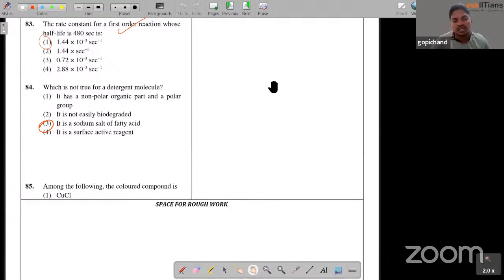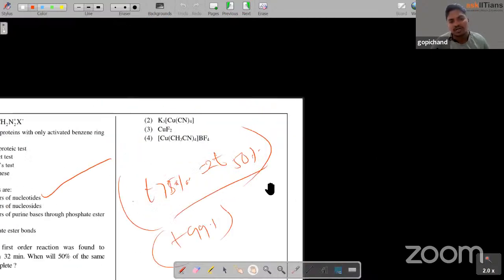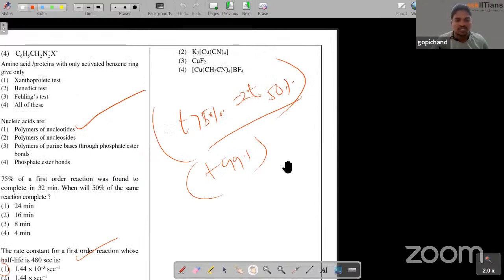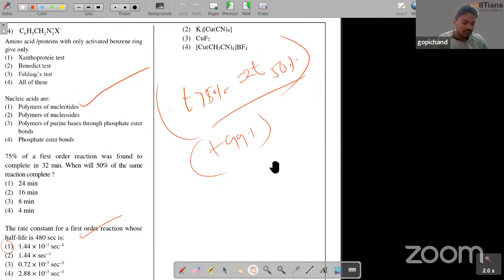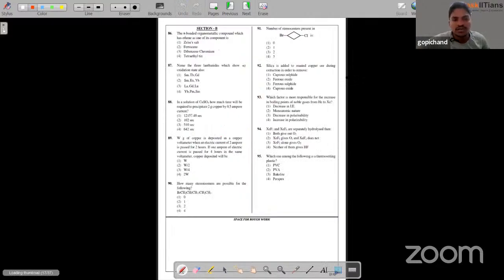Among the following, the colored compound will be. Again, a color question is being asked, so think about this and answer. Right, so the answer for this question is CuF2. The reason is that Cu2+ has an incomplete d orbital, and the rest of the others have a complete d orbital. So incomplete d orbital in Cu2+ will give the color. I hope you guys understand this one.